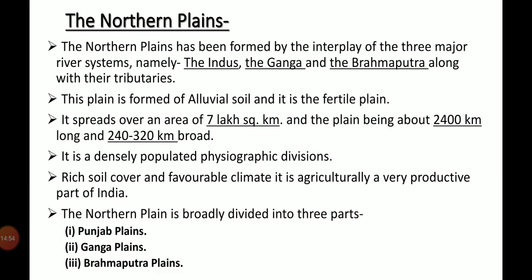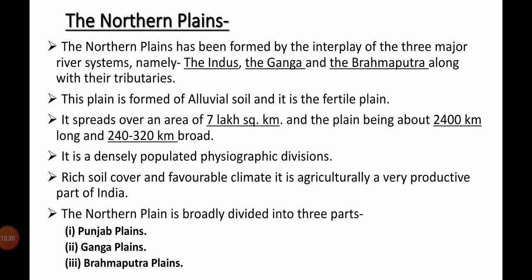Second physical feature is the northern plains. The northern plains have been formed by the interplay of the three major river systems of India, namely the Indus River, the Ganga River and the Brahmaputra River, and along their tributaries. This plain is formed of alluvial soil and it is a fertile plain. The deposition of alluvium in a vast basin lying at the foothills of the Himalayas over millions of years formed this fertile plain.